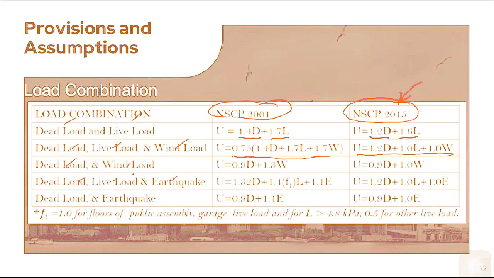So, ano ba yung napapansin nyo dyan sa combination na yan? Bakit kaya hindi nila pinag-combine yung dead load plus wind load plus earthquake load? Bakit kaya? Any idea? Raven Aquino. Meron ba si Raven Aquino? So, bakit kaya walang dead load plus wind load plus earthquake? What do you think? Any idea?